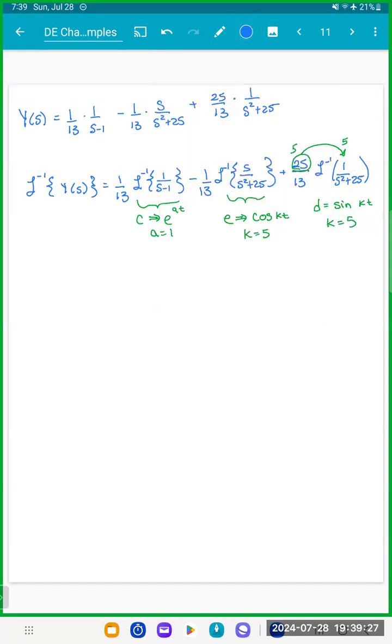Okay, so when we do that, we're left with 1 over 13 e to the t minus 1 over 13 cosine 5t plus 5 over 13. Remember, we had to borrow a factor of 5 for inside the function, and then sine of 5t. Okay.